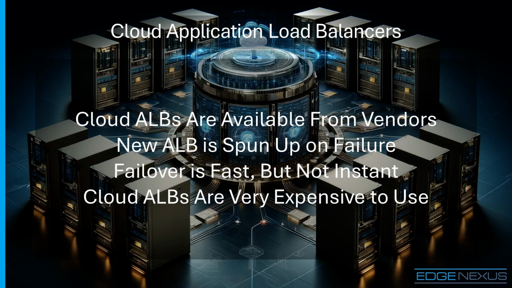Cloud suppliers like Azure and AWS have their own ALBs, or application load balancers. Should a cloud-supplied ALB fail, the cloud system will automatically spin up another to take over, albeit with a delay. That said, they are very expensive in terms of data throughput costs.